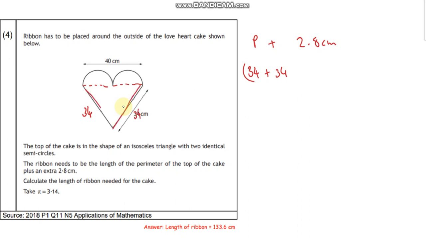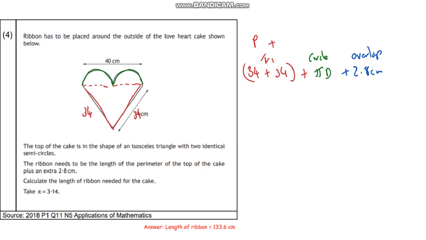Okay, 34 and 34. But to that I'm also going to add on the two semicircles. So they effectively form one circle, don't they? So I'm just going to say plus pi d, that's the bit in green, and the plus 2.8 was the little overlap, wasn't it? So that's the overlap, that's the circle, and this is the triangle. And I'll just keep that in blue.